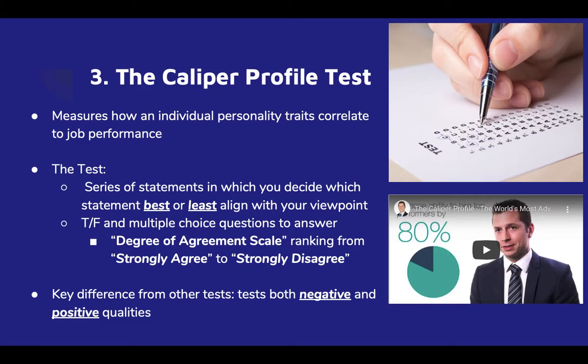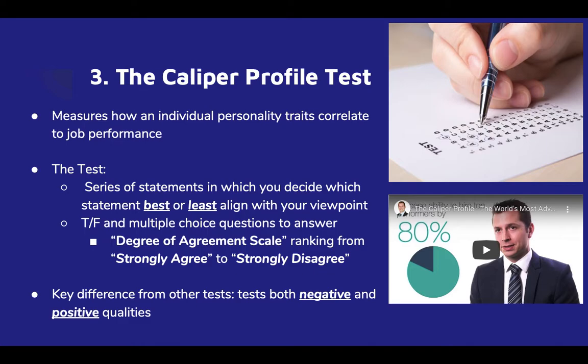The test is presented in a series of statements in which the participant decides how the statements best or least align with their point of view based on the question stems being posed to the participant. It also features a format comprised of true-false questions and multiple choice questions, which typically are to be answered on a degree of agreement scale, for which the participant chooses their response from a wide range of answers, starting from strongly disagree to strongly agree on that spectrum.